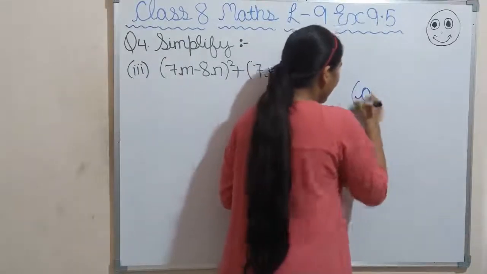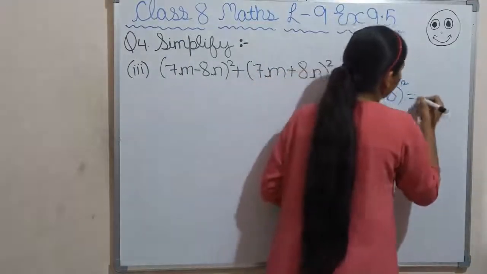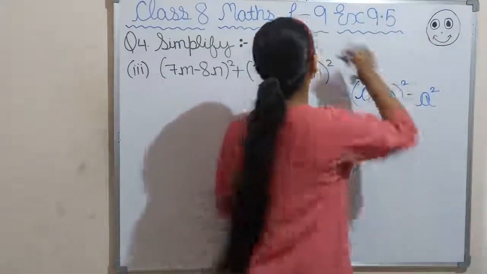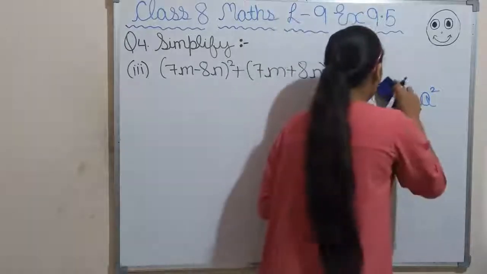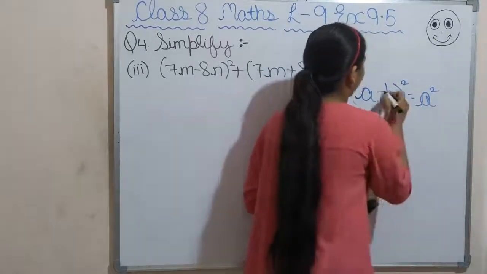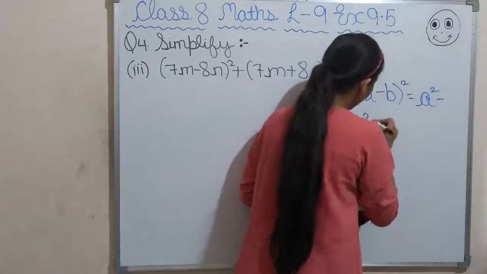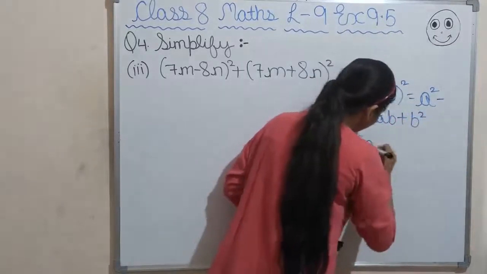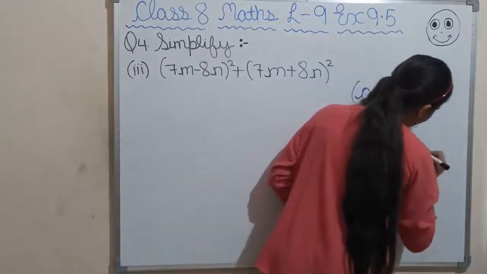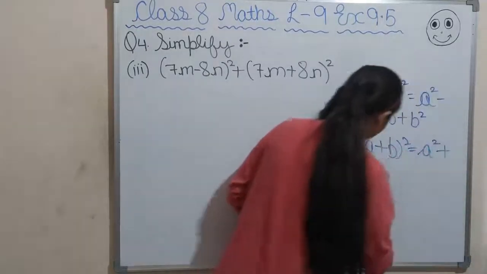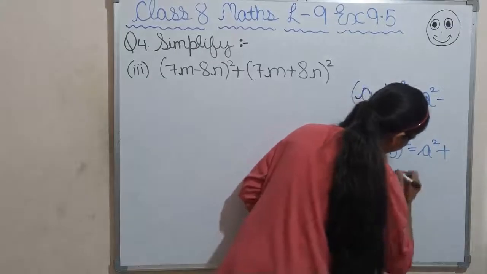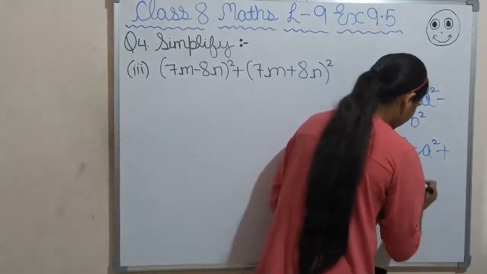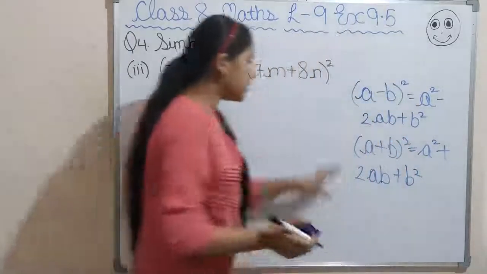That is, (a minus b) whole square is equal to a square minus 2ab plus b square. And the second property is (a plus b) whole square is equal to a square plus 2ab plus b square. I hope it is visible to you.